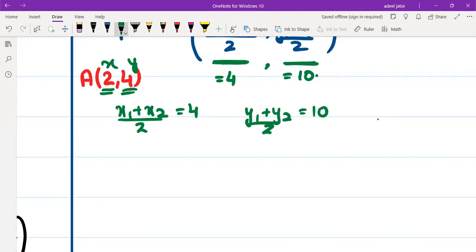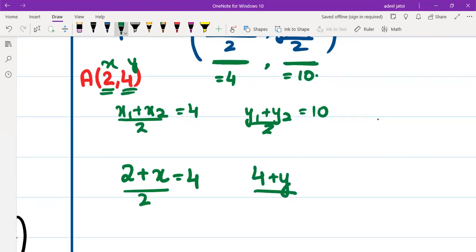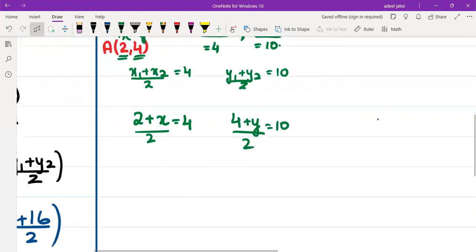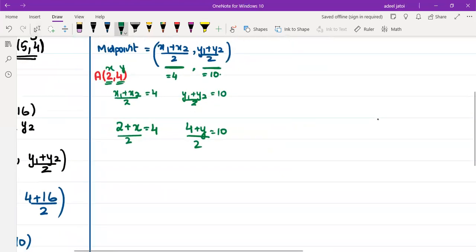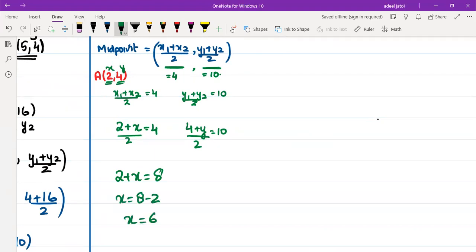So let's do it. 2 plus x upon 2, which is equal to what? 4. And this 4 should be substituted in place of what? Y. 2 is equal to what? 10. Now you should be knowing that I already have the values. So this would be 2 plus x is equal to what? 8. Because 2 here is being divided, it should be multiplied with 4. And x is equal to 8 minus 2. So x becomes what? 6.